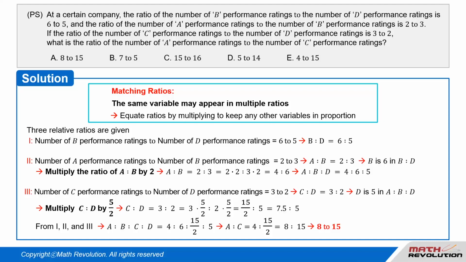Thus, from 1, 2, and 3, we get the ratio of A is to B is to C is to D equals 4 is to 6 is to 15 over 2 is to 5. We are looking for A is to C, which is 4 is to 15 over 2, which equals 8 is to 15. Thus, A is the correct answer.